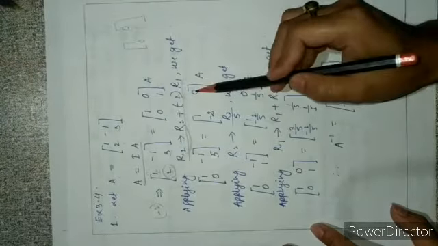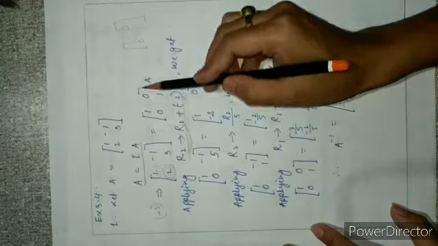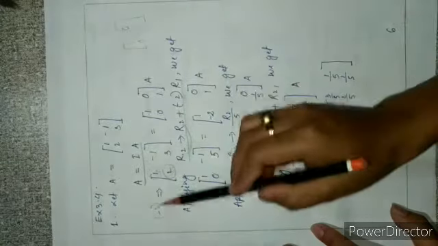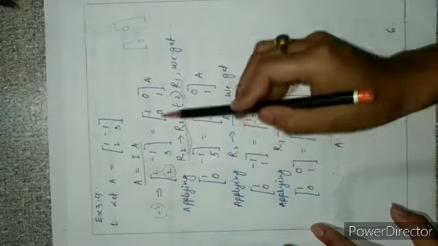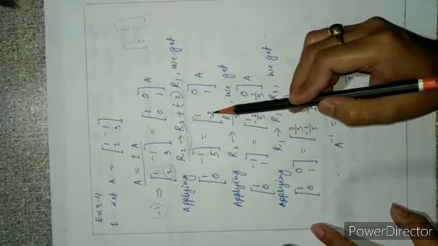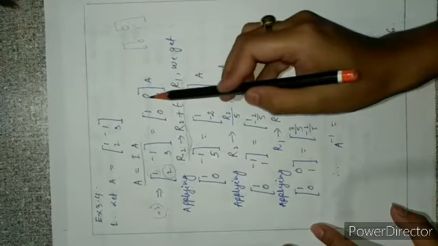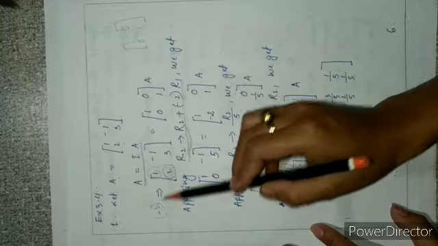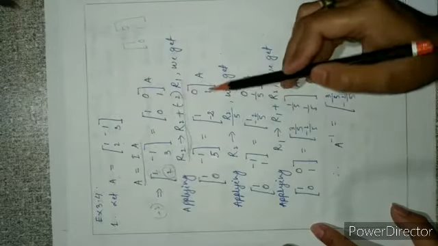1 0 stays as it is. Then multiply this first row by -2. 1 into -2 is equal to -2. -2 plus 0 is equal to -2. Then 0 into -2 is 0, and 0 plus 1 is equal to 1.